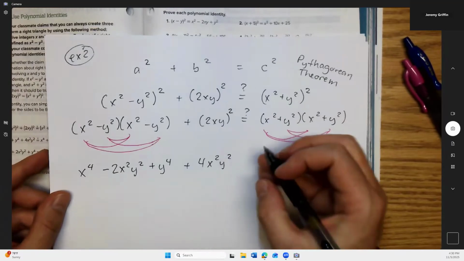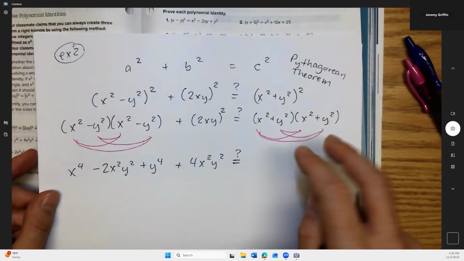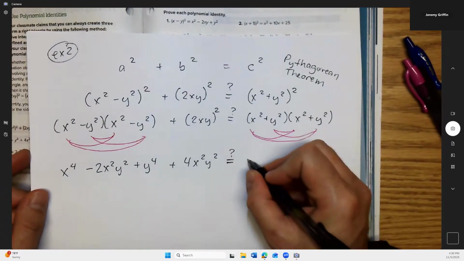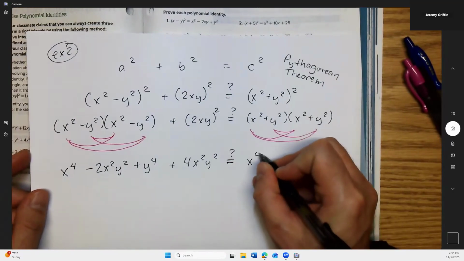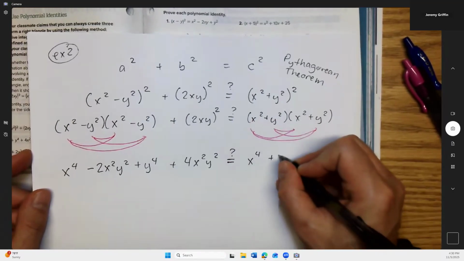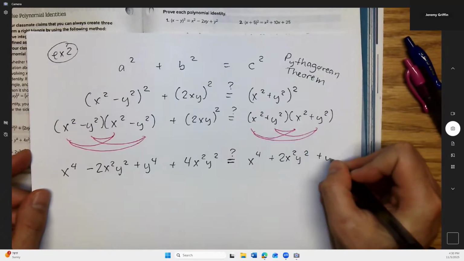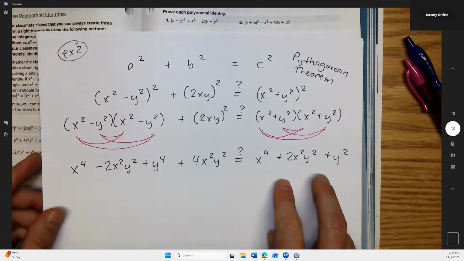Everything on the left side would look like that. Is that equal to? So question mark on the equal sign. And over here I can FOIL all this out. That's x to the 4. Then I get x squared y squared and another x squared y squared. So that's 2x squared y squared, and then a y to the 4. Okay, so is the left side equal to the right side?